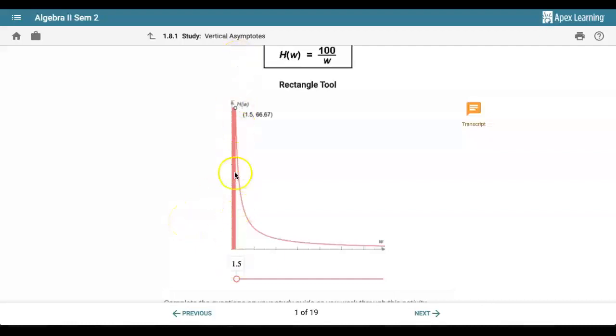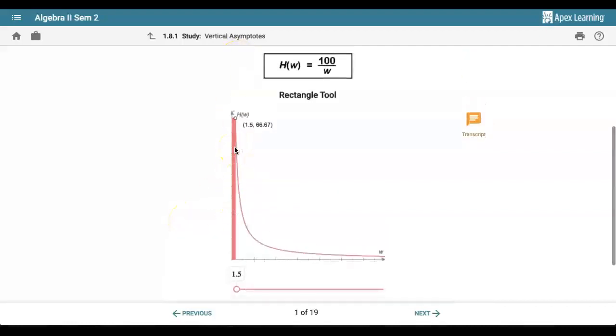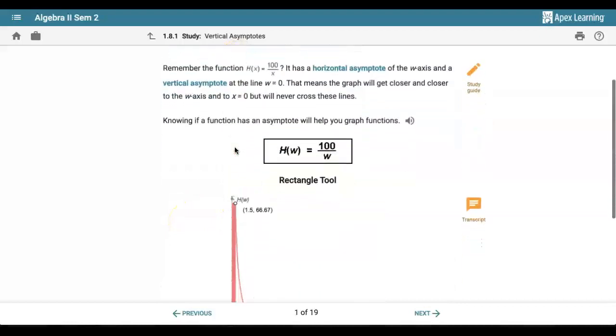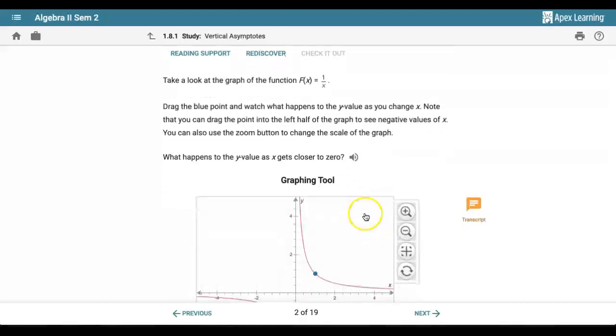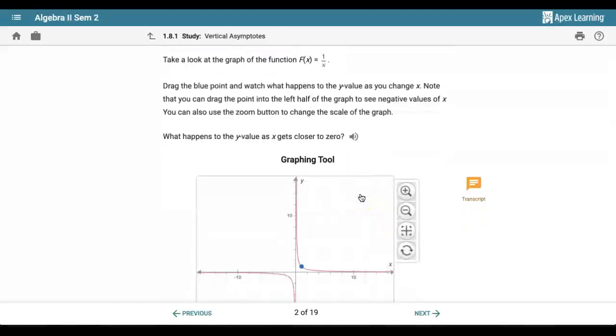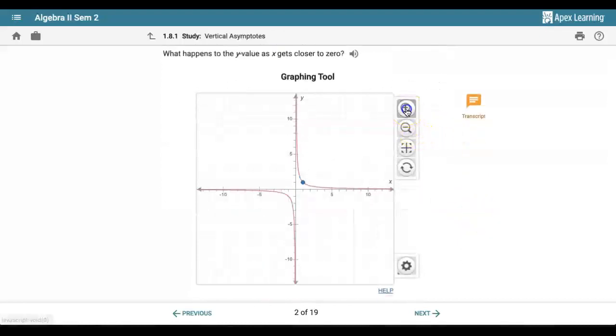And we had a vertical asymptote at x equals 0. All right, so we have two different asymptotes here. All right, and we can look here at our parent function of 1 over x.